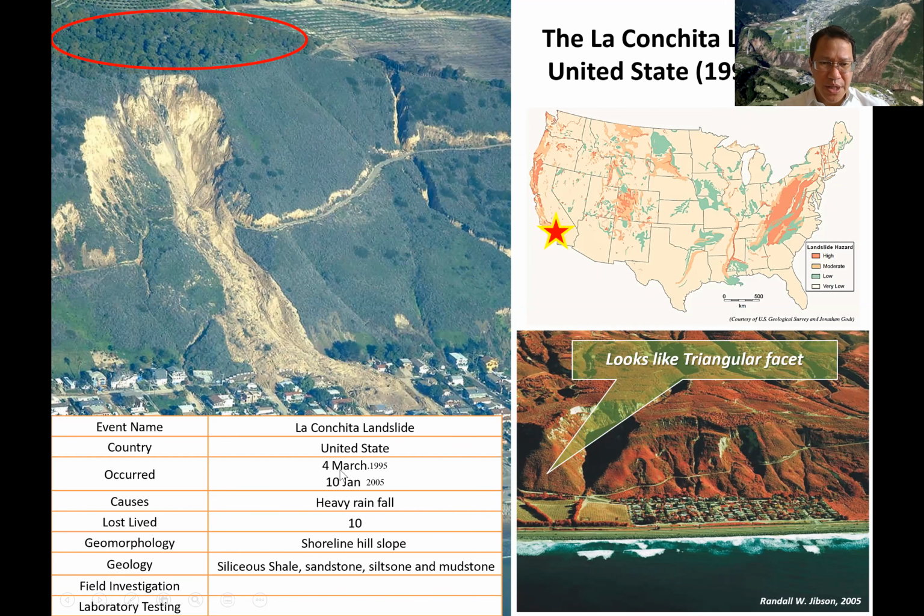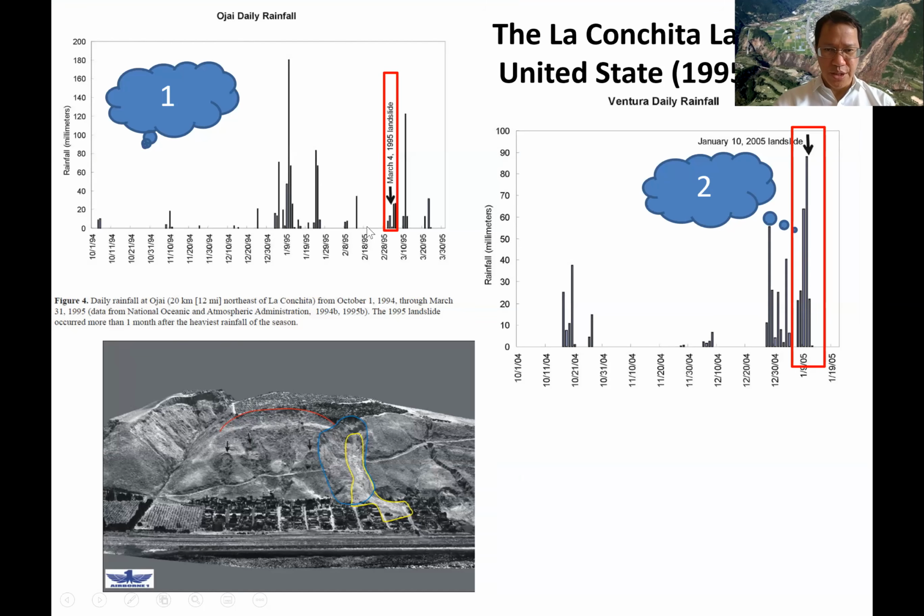The first event occurred on the 4th of March 1995. The second one was on the 10th of January 2005, caused by heavy rainfall and claiming about 10 lives. Let me show you the difference between the two events in 1995 and 2005.